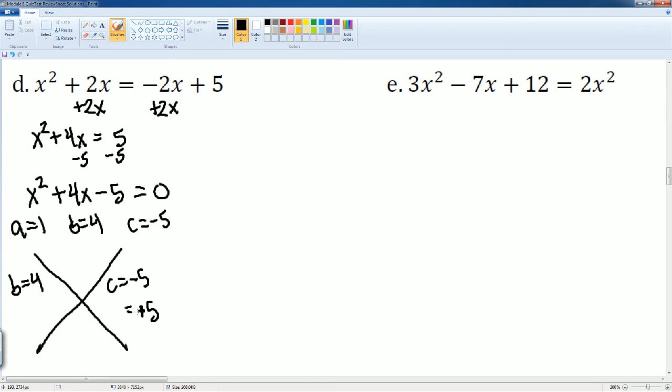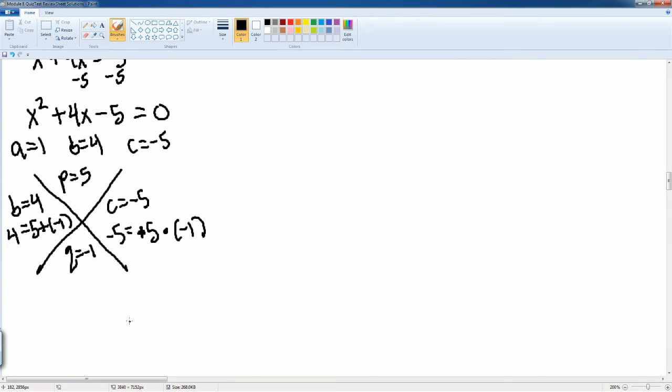Positive 5 times negative 1 gets you negative 5. But when you add it, 5 plus negative 1, you get 4. So P equals 5 and Q equals negative 1. So your factors are x plus 5 and x minus 1 equals 0.